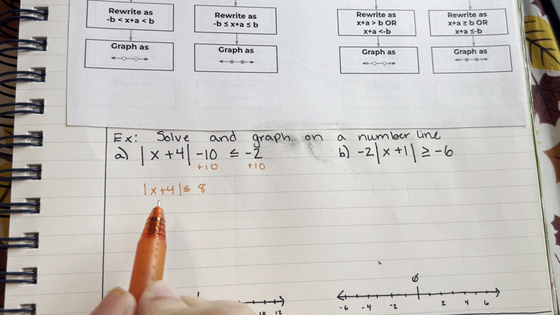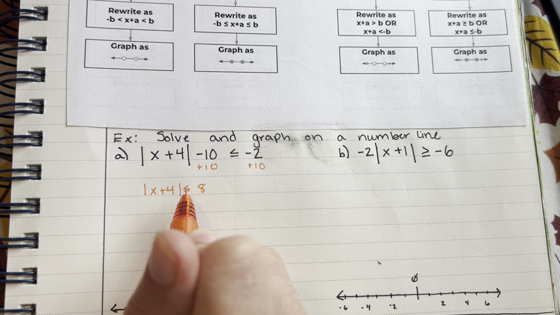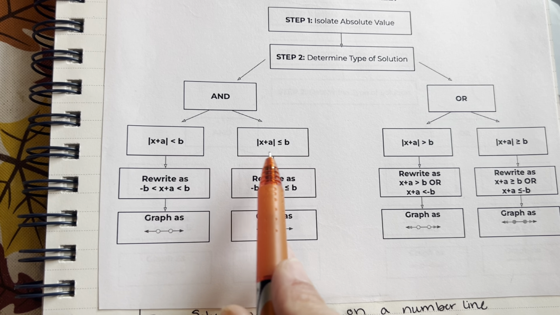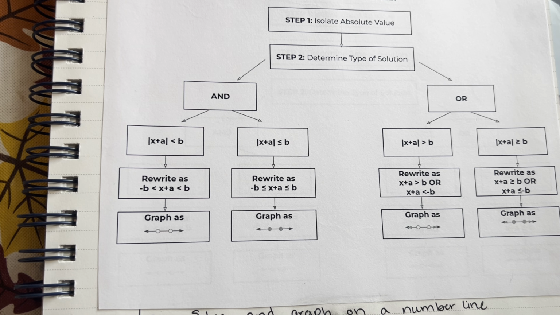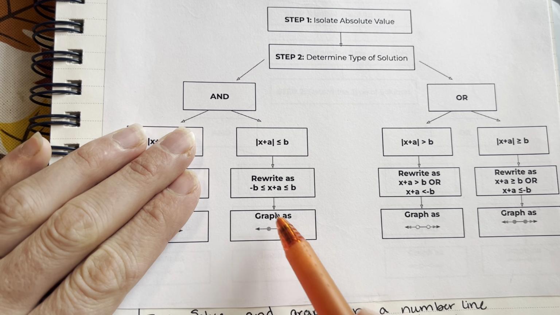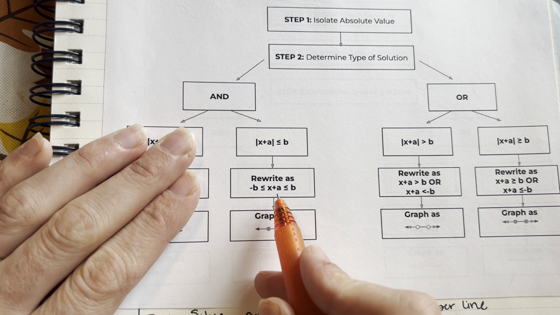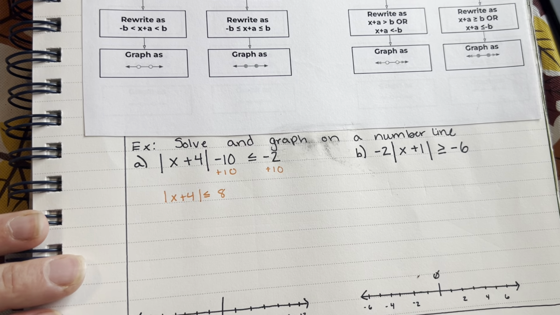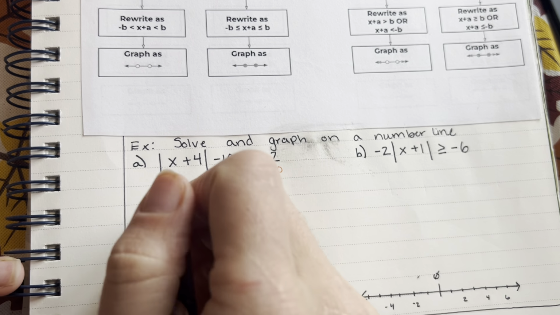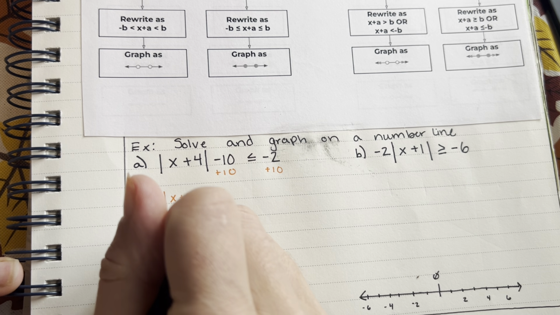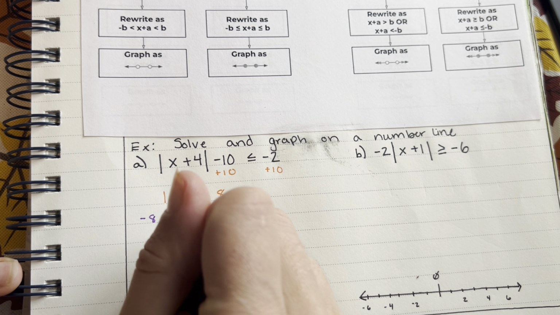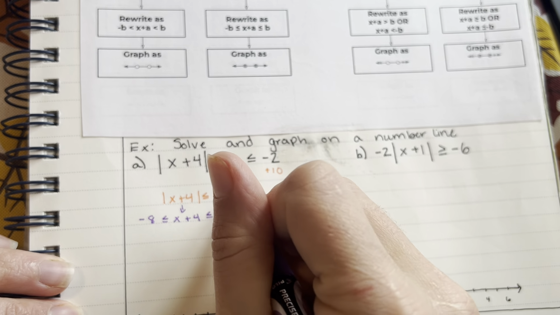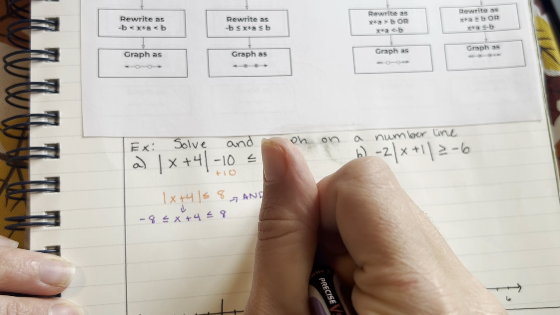Okay? Now, this is where I'm going to pay attention to this inequality. So notice that it matches the and graph, right? It looks like this one. So I'm going to decide that it's an and graph, which means I'm writing it like this. Negative 8 is less than or equal to x plus 4 is less than or equal to 8. Just like what I have here. So let's set that up. Negative 8 is less than or equal to x plus 4 is less than or equal to positive 8. So this is because, again, it is an and graph.